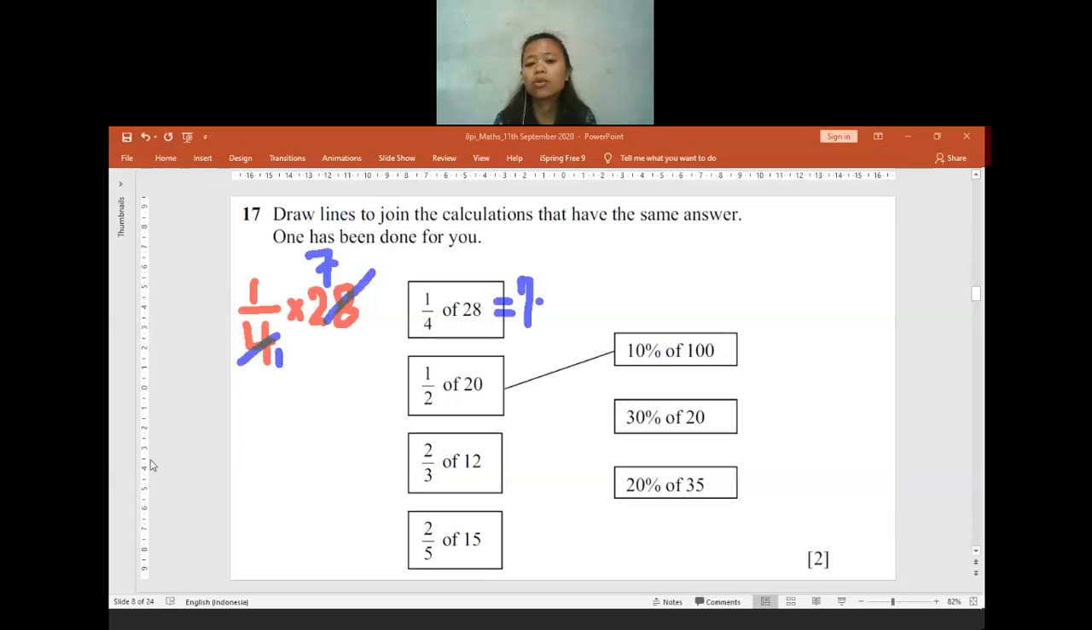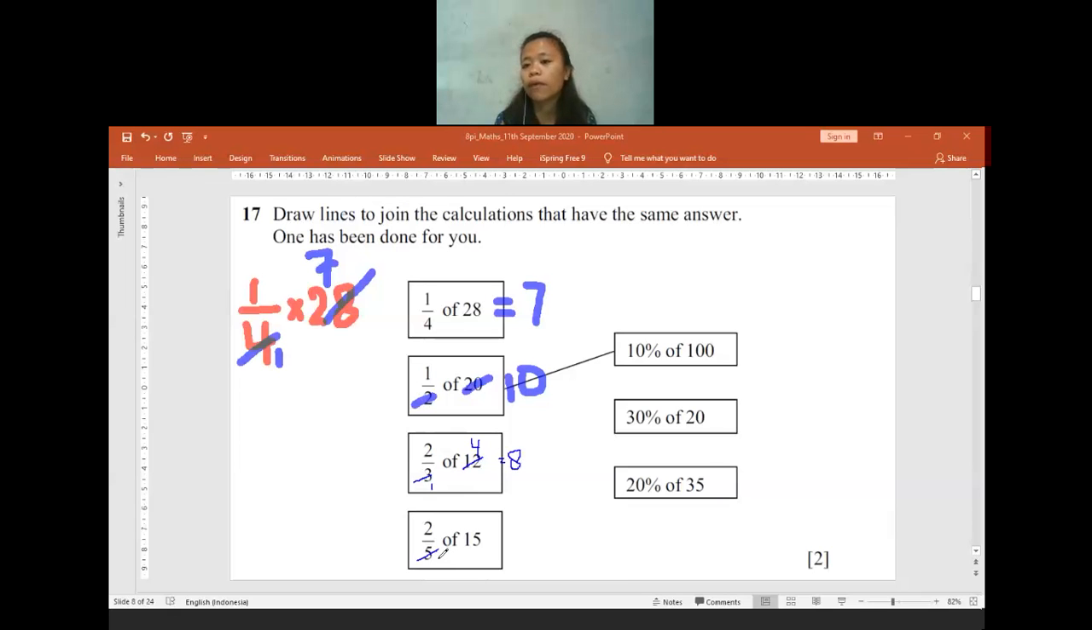Do the same thing for all of the multiplication. You can do cancelling and then later you multiply it. So 1 per 2, the 2 and 20, we can cancel them. It will be 10, right? And then for 3 and 12, 3 divided by 3, it will be 1. And then 12 divided by 3, the answer will be 4. 2 times 4, it will be equals to 8.